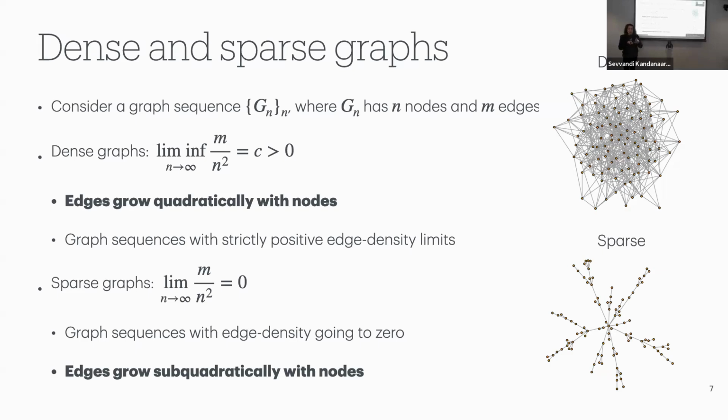So sparse or dense is not a property of a single graph. It's a property of the sequence of graphs, so it's about how it grows. Here is an example picked from a dense sequence and an example picked from a sparse sequence. Generally, an example from a dense sequence has lots more edges than one from a sparse sequence, because in the sparse case the edges grow subquadratically.